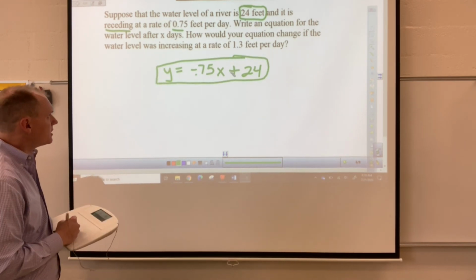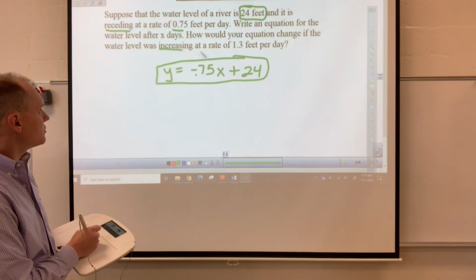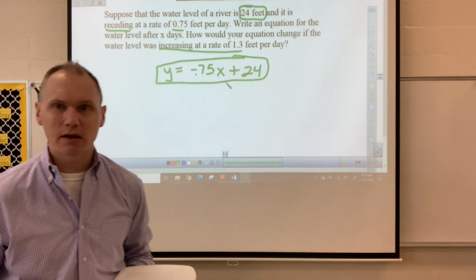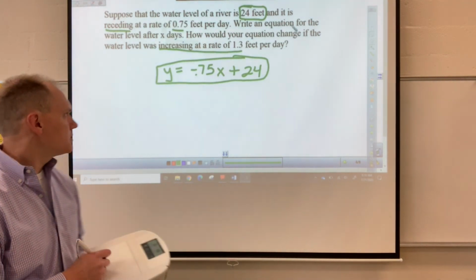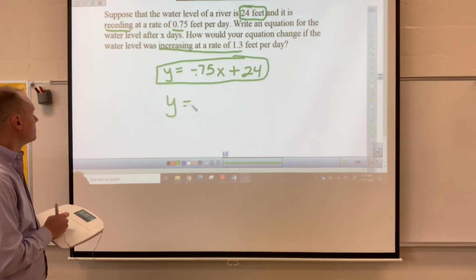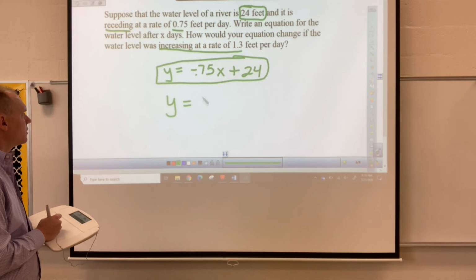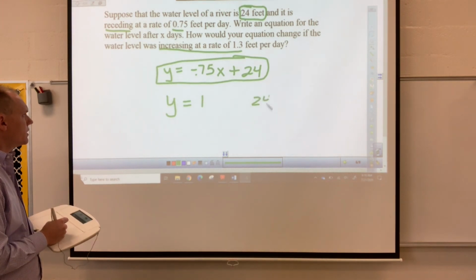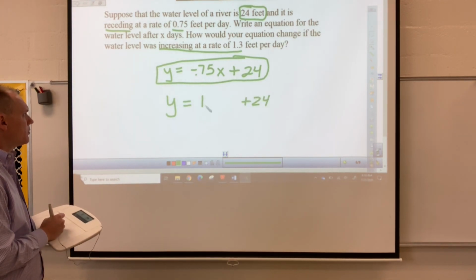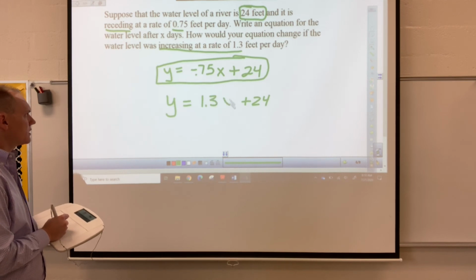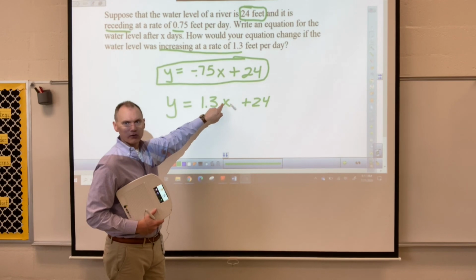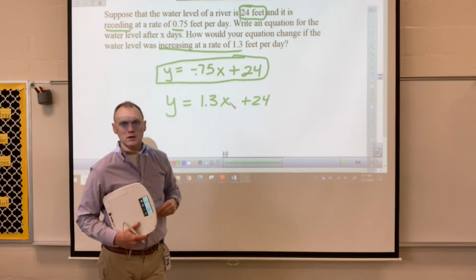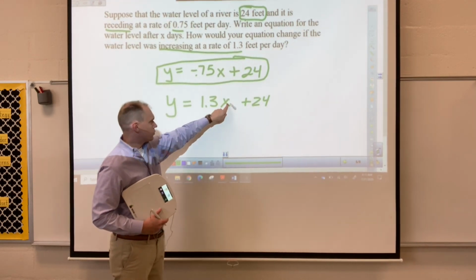Now what would change if it was instead increasing at a rate of 1.3 feet per day? So think about that. What would that be? In this case, it would be y equals, still starting at 24 feet, but it's going to be a positive 1.3x, because now we want to increase. So for every additional value of x here, we're going to add 1.3. So if this is 1, it would be 1.3.